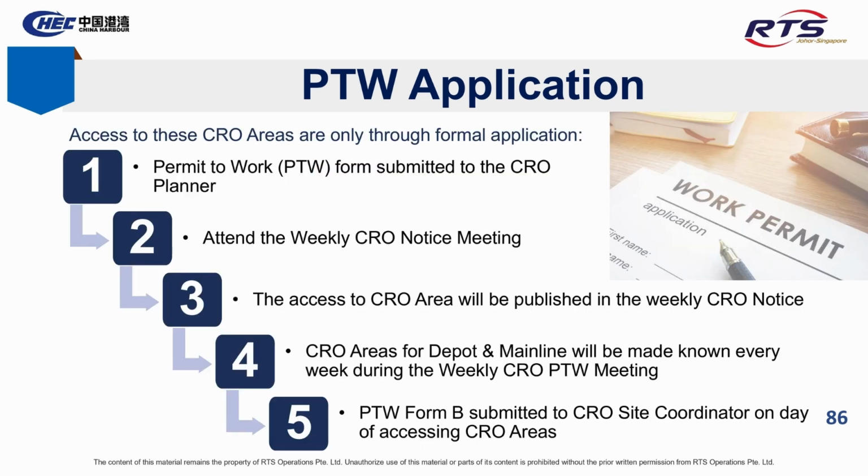Slide 86. PTW application. Access to CRO areas requires formal application. First, submit the PTW Form A to the CRO planner. Second, attend the weekly CRO notice meeting. Third, access approval will be issued through the CRO notice. Fourth, approved CRO areas for depot and mainline will be confirmed during the weekly PTW meeting. Lastly, submit PTW Form B to the CRO site coordinator on the day of access.